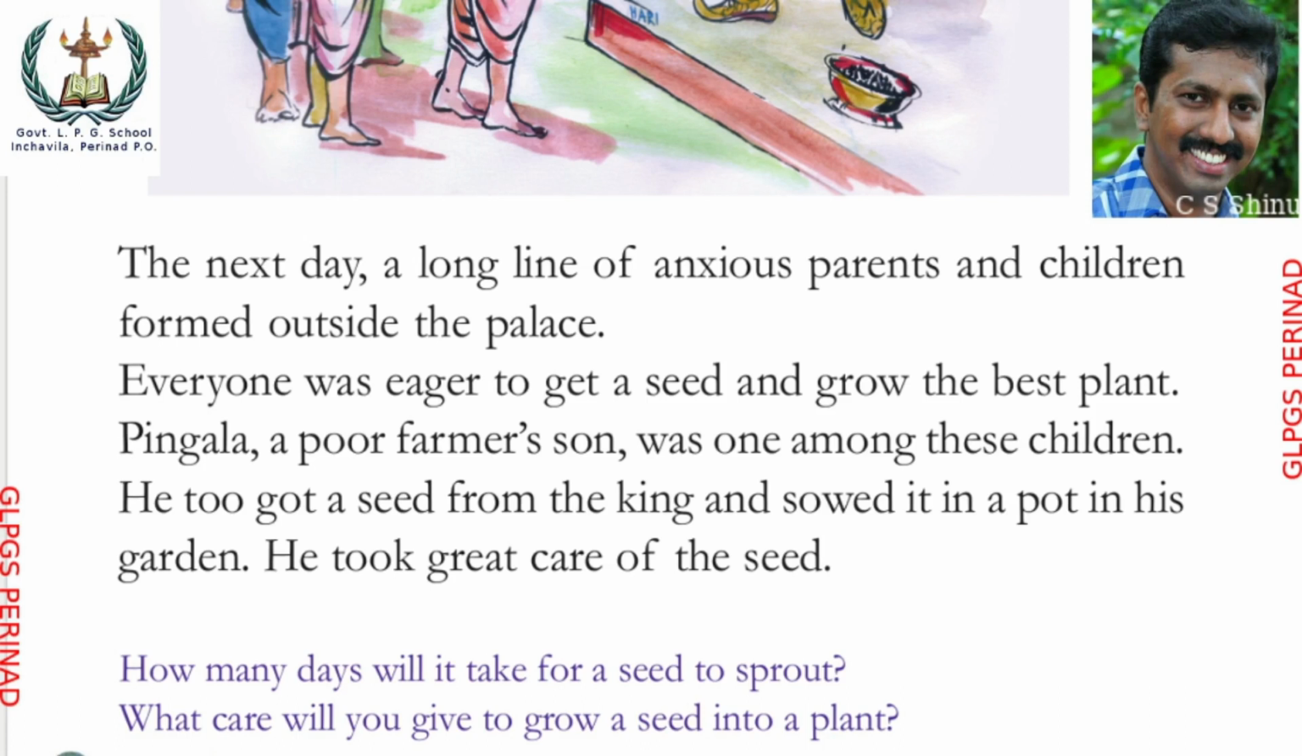Okay, so once again I will read. The next day, a long line of anxious parents and children formed outside the palace. Everyone was eager to get a seed and grow the best plant. Pingala, a poor farmer's son, was one among these children. He too got a seed from the king and sowed it in a pot in his garden. He took great care of the seed.